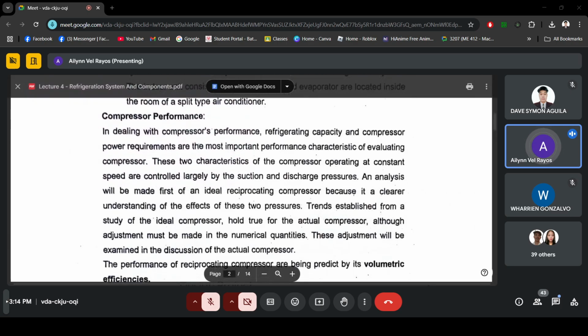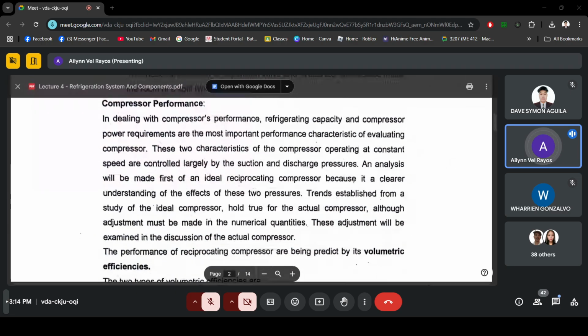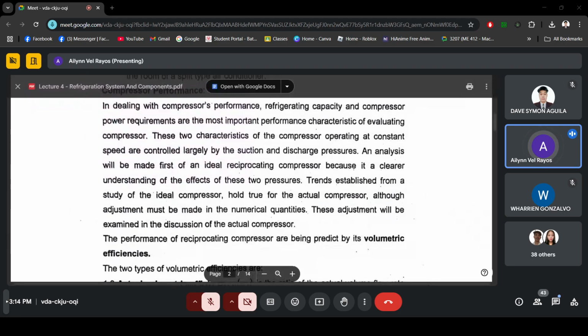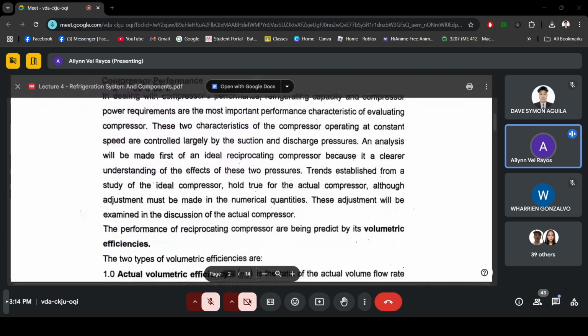These two characteristics of the compressor operating at constant speed are controlled largely by the suction and discharge pressure. So again, dun sa inlet and outlet of the compressor. An analysis will be made first of an ideal reciprocating compressor because of its clear understanding of the effects of these two pressures. Trends established from the study of the ideal compressor hold true for the actual compressor, although adjustments must be made in the numerical quantities. This adjustment will be examined in the discussion of the actual compressor.